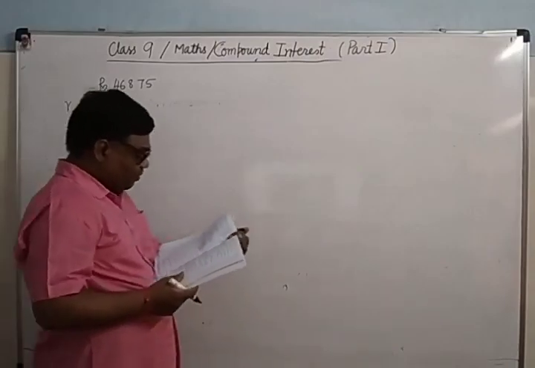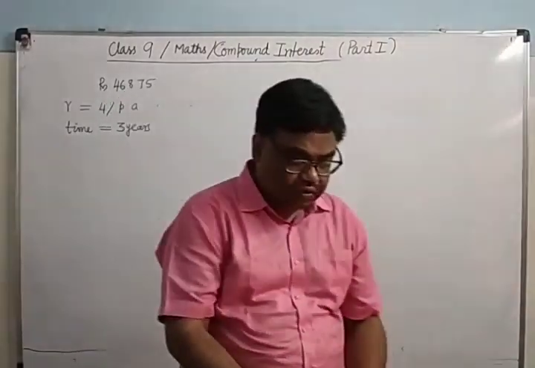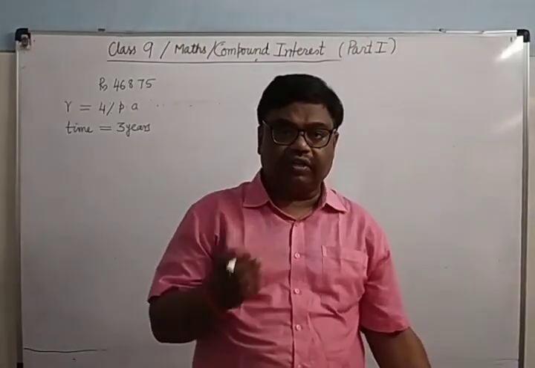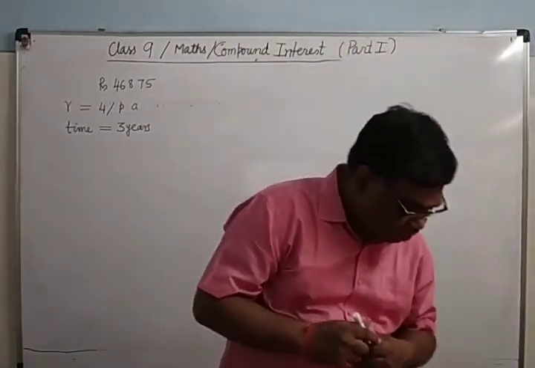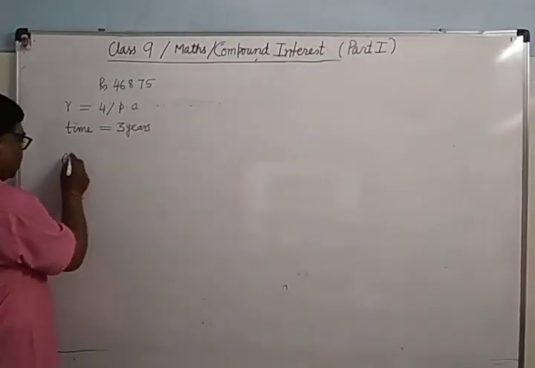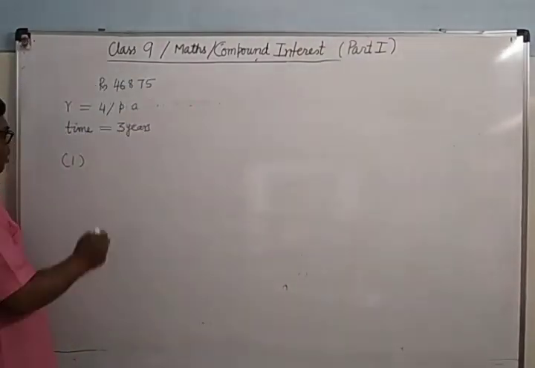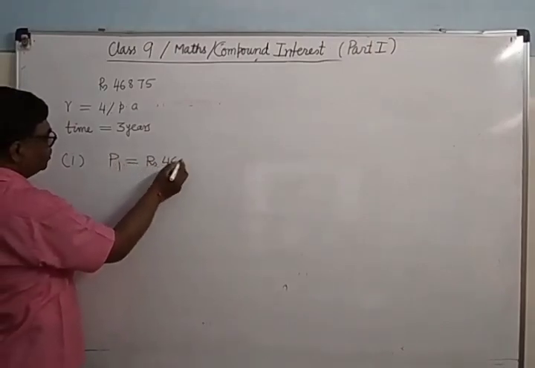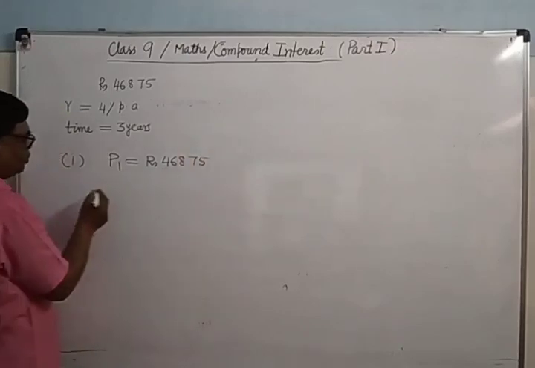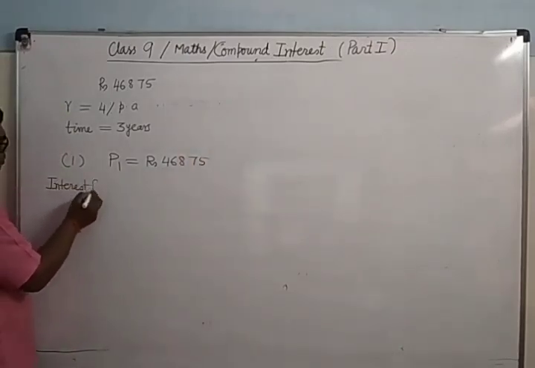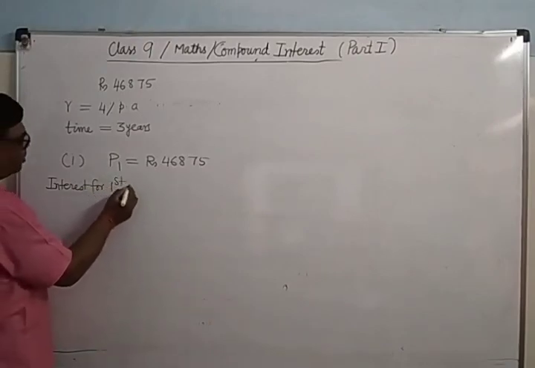Calculate the interest for the first year. So now here you have to calculate year by year. Since there are 3 years, you will calculate 3 times. So first part you see: interest for the first year. As you already know, for the first year the principal will be 46875. So what is the interest for the first year?